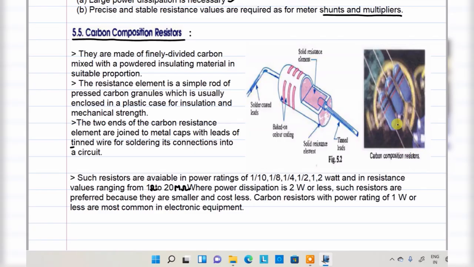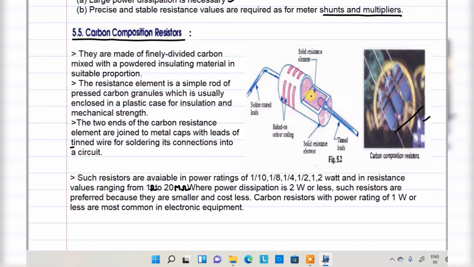Just look at your diagram. These are the representations for resistors. Their color coding is present. After a few minutes, we are going to discuss the color coding concept also. Meanwhile, just listen to what is meant by carbon composition resistors.